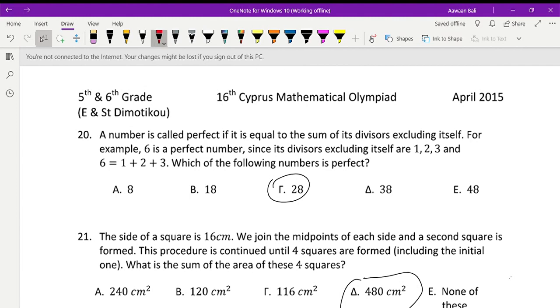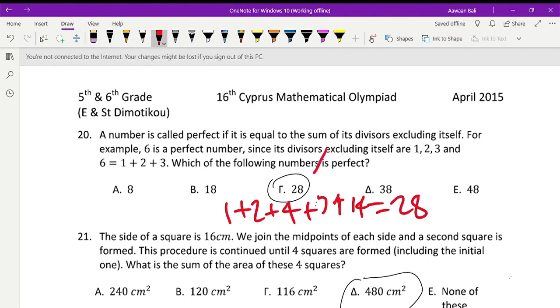It's 28, because since we're not including 28, it will be 1 plus 2 plus 4 plus 7 plus 14. So 1 plus 2 is 3, plus 4 is 7, plus 7 is 14, plus 14 is 28. It's the same as the number here, so therefore the answer is gamma 28.